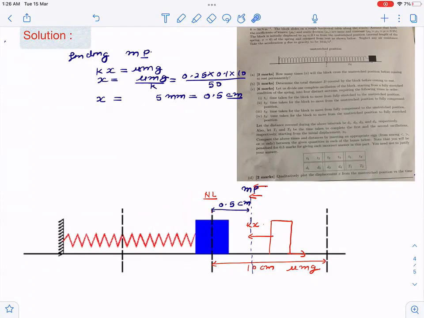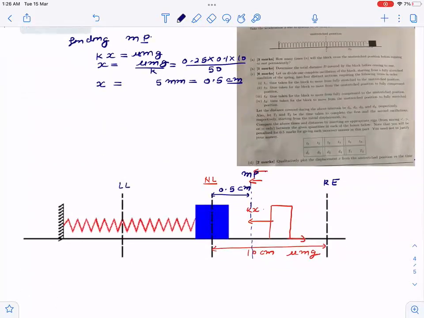Right now, I'm going to find out another very important thing: since friction is present, friction is going to take away a certain amount of energy in every oscillation. Kinetic friction does negative work on the system. If this is the system, and this is, let us say, the right extreme and this is the left extreme, then from the natural length, if this distance is 10, this distance will not be 10.